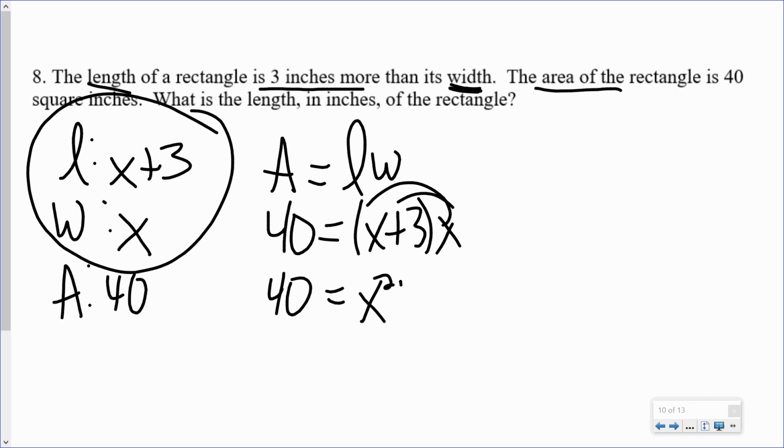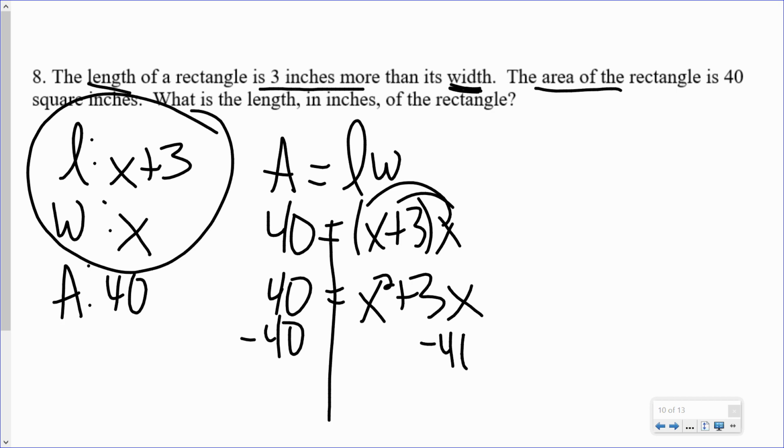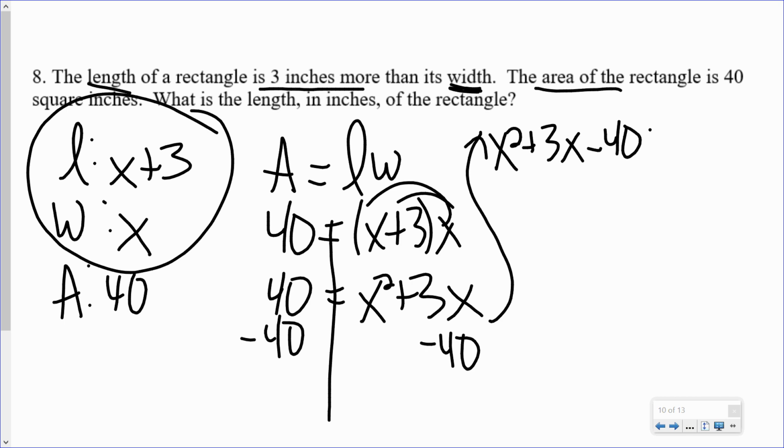And now we have Mr. X squared. We have a quadratic equation. So we've been dealing with linear equations. It can easily be a quadratic. He wants to party. Before he can party, everybody's got to come over. So 40's got to come over. Now that everybody's over, party time.